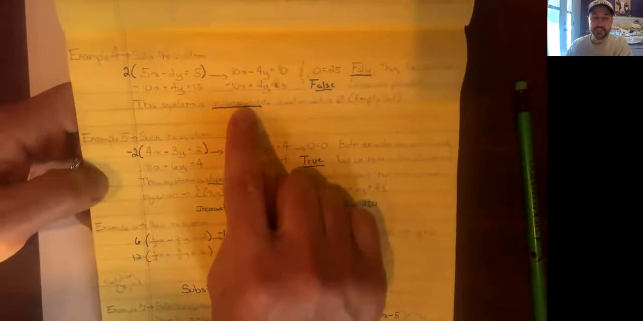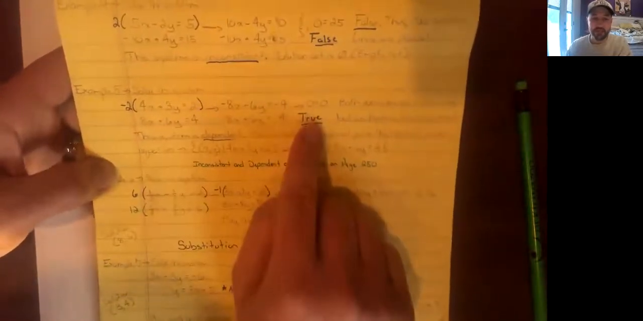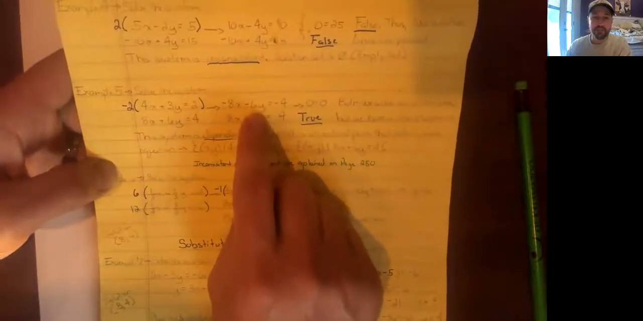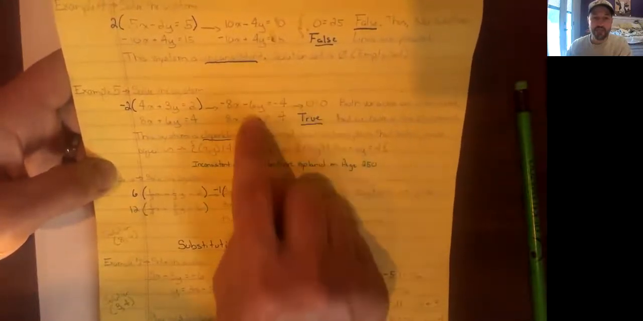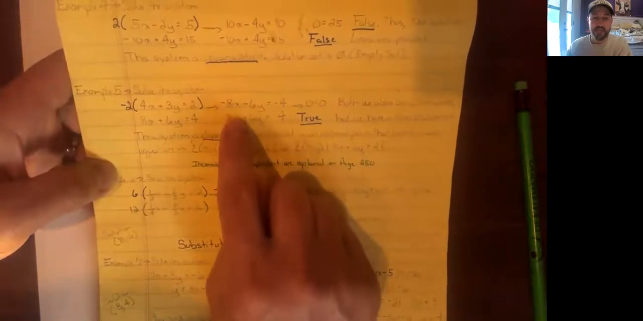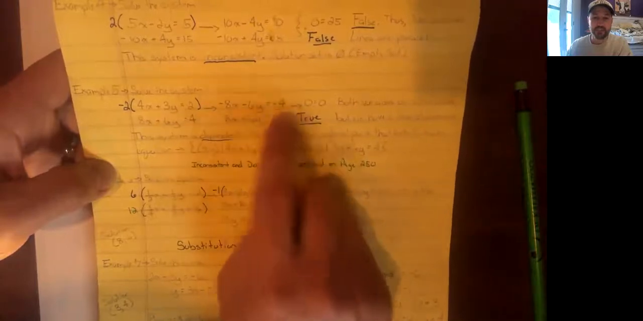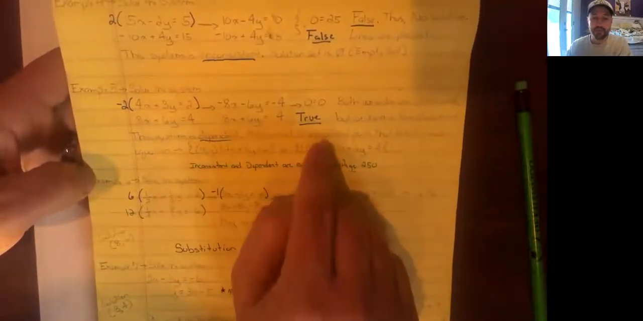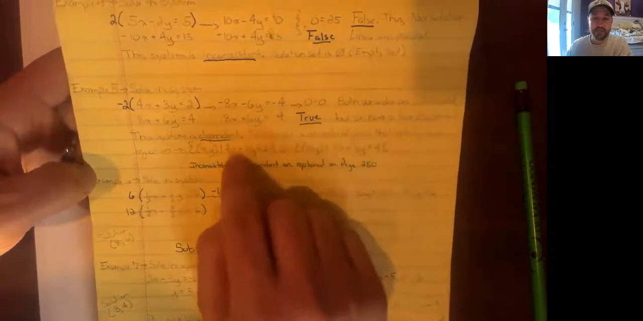The system is inconsistent. Now, example 5 tosses in a true statement that 0 equals 0. If you eliminate variables, but you have a true statement, look at this, -8 plus 8, -6 plus 6, -4 plus 4, 0 equals 0, true. Both are eliminated, but we have a true statement. That system is dependent. The solution set is all ordered pairs that satisfy each equation.